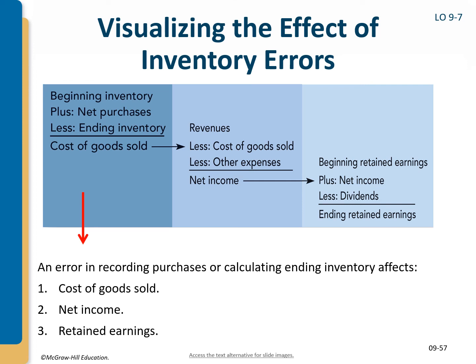Sometimes it's very hard to visualize how inventory errors affect us until you get used to doing it. So remember, beginning inventory plus net purchases less ending inventory gives us cost of goods sold. Revenues subtract cost of goods sold, right? So if cost of goods sold is too much, net income is too low. If cost of goods sold is too low, net income is too much. And then net income increases or decreases retained earnings. So there's a whole effect there.